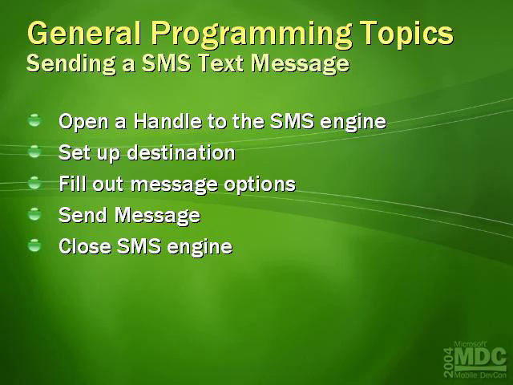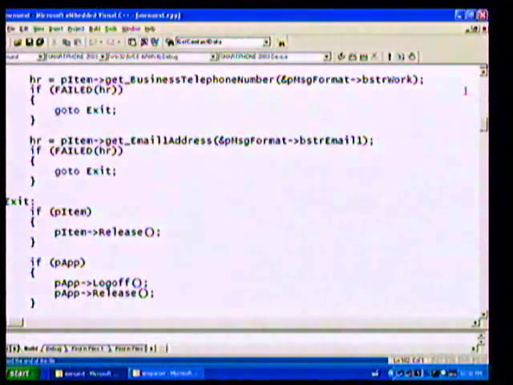you simply have to open a handle to the SMS engine. You set up a destination phone number structure, where there's just a couple of items in it. You set up your message options, which are the options you'd like to send the message with. There's a single function with a ton of parameters called SmsSendMessage that you call, and then you close the SMS engine. So we'll flip over to the editor again, and I'll show you the implementation I have here.